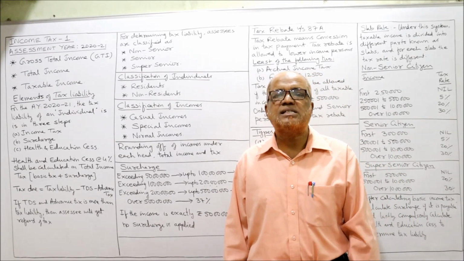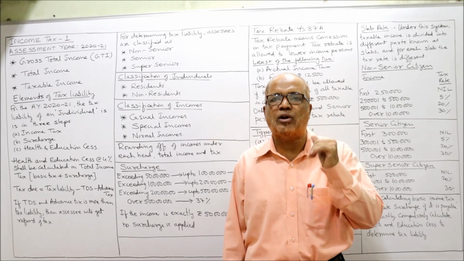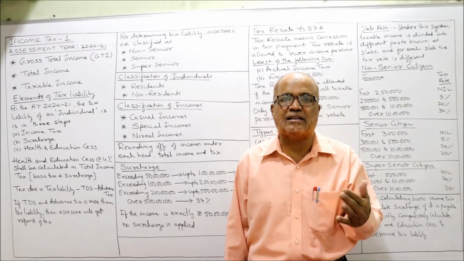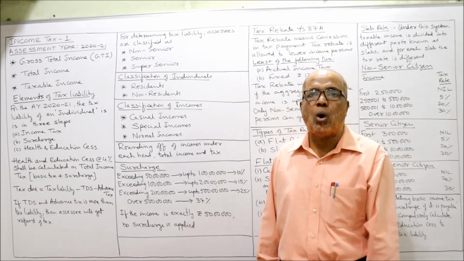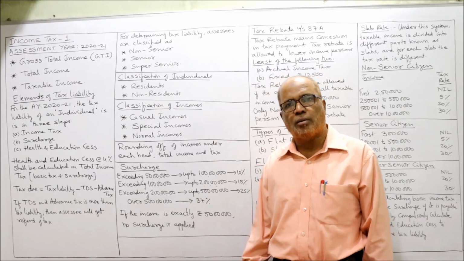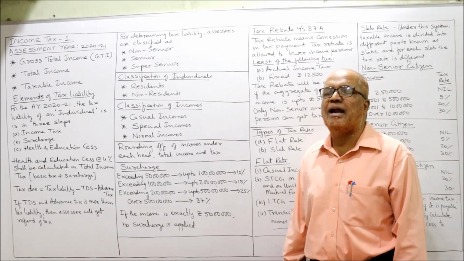On normal income, the slab system will be applied. Different slabs will be applied for different incomes with different rates. So that is called normal income. And basic exemption will be allowed in case of normal income. Now, rounding off of incomes under each head, total income and tax.